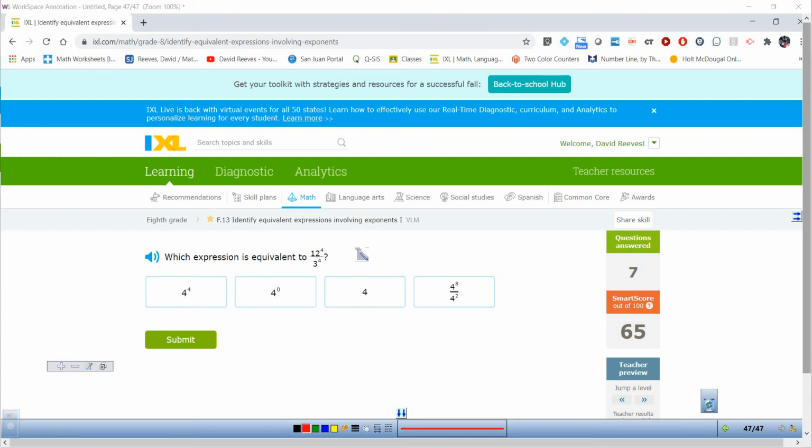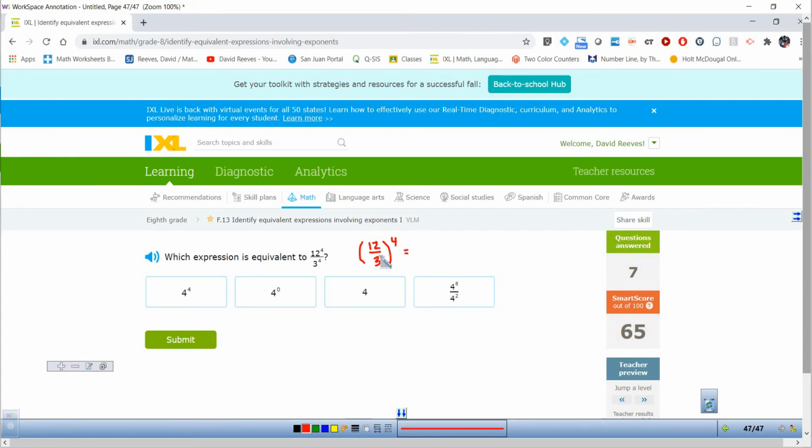All right, and I actually talked about this in the previous video. 12 to the 4th over 3 to the 4th. That's the same as 12 over 3 to the 4th power. Do you remember when we did this before, right? 12 over 3 to the 4th power would be 12 times 12 times 12 times 12 over 3 times 3 times 3 times 3, right?